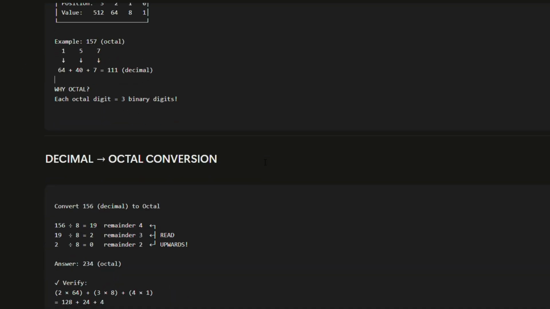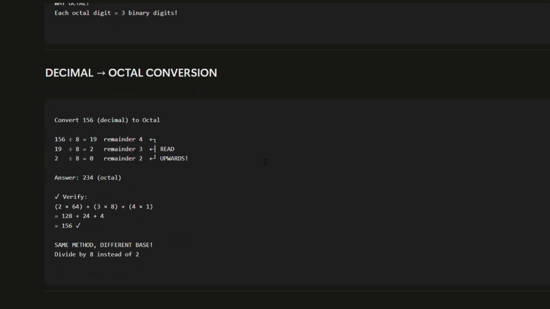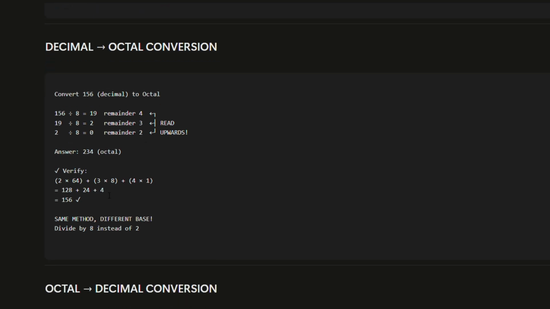Now let's say that you want to convert decimal to octal. This is pretty straightforward. It works on the same principle as converting decimal to binary. We divide by 8, take the quotient of each step, move on to the next step, again divide by 8, and go on until you get 0. You write the remainders in order and then you read from the back, from the last remainder upwards. So it will be 2, 3, 4. This is the octal equivalent of 156, which is in decimal.